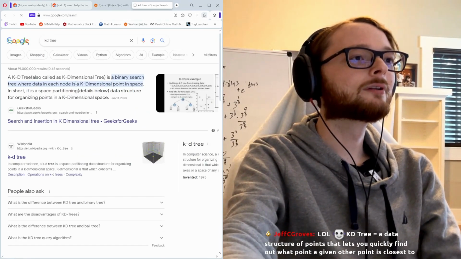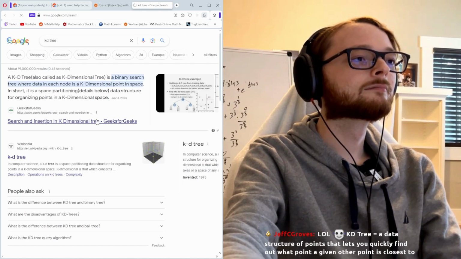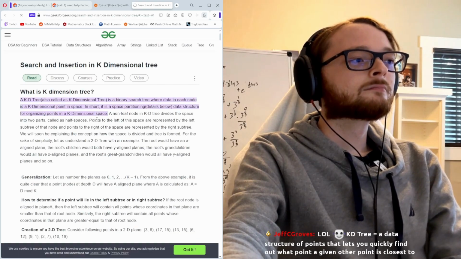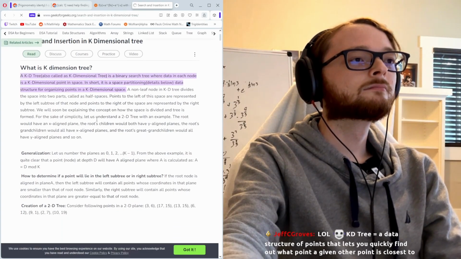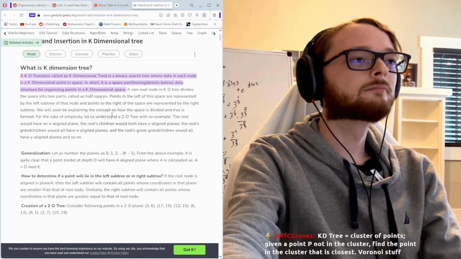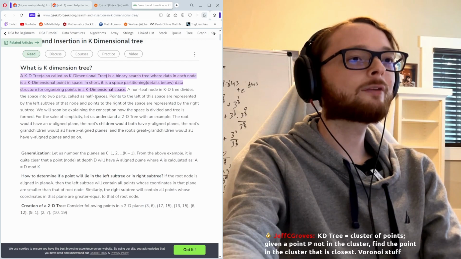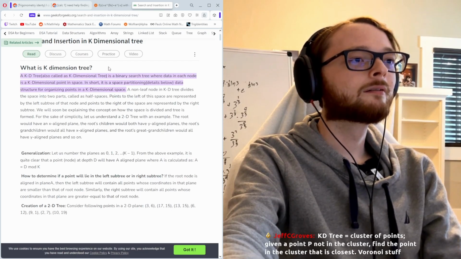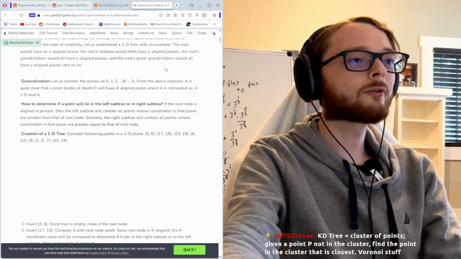K-dimensional tree. Oh, okay. Space partitioning data structure. Okay. Yeah, no, I definitely never had to work with these before. That is interesting though.